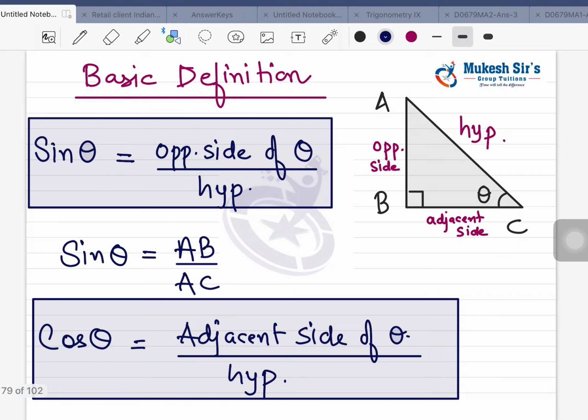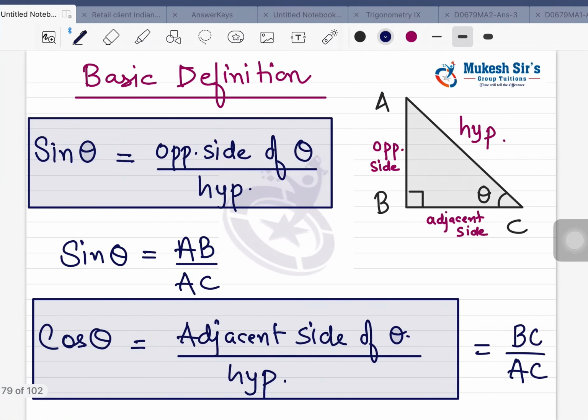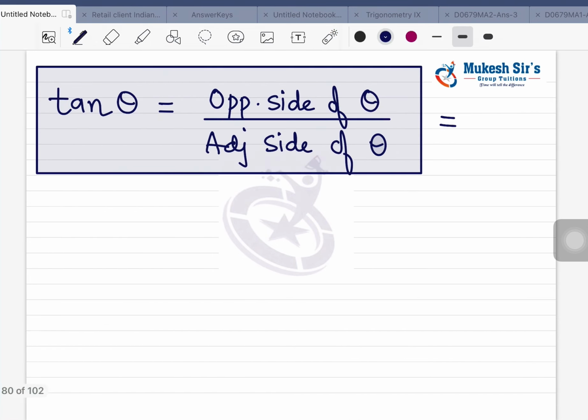So here you can see cos theta. The value of cos theta will be equal to adjacent side upon hypotenuse, so that's going to be BC upon the hypotenuse AC. And the tan value is equal to the opposite side of theta upon the adjacent side of theta. The opposite side is AB and the adjacent side is BC. So tan theta is equal to AB upon BC. Is that clear?